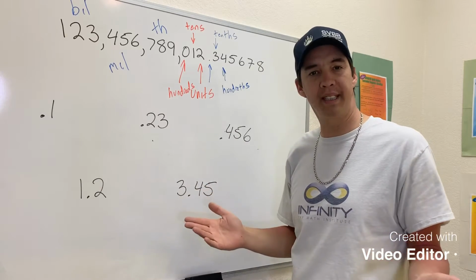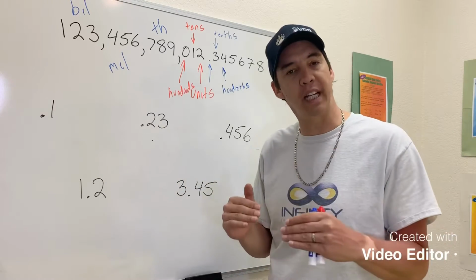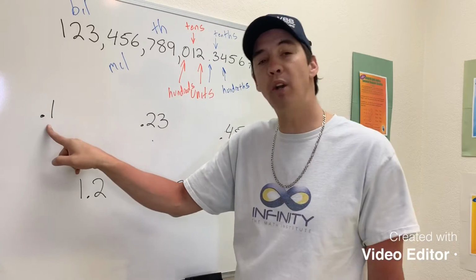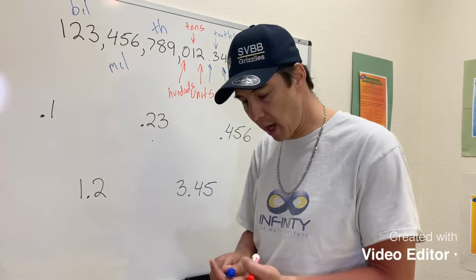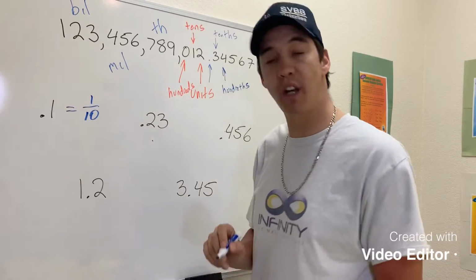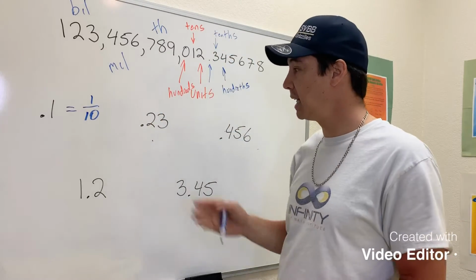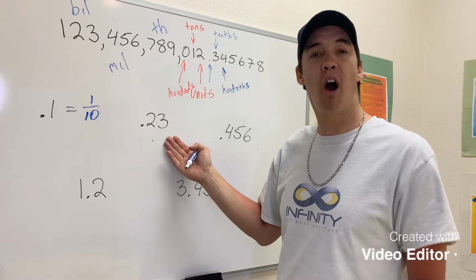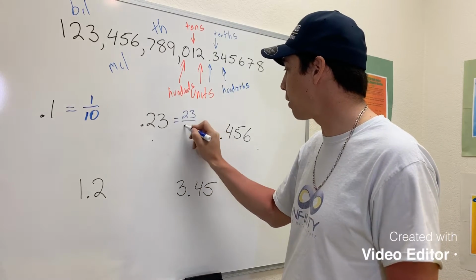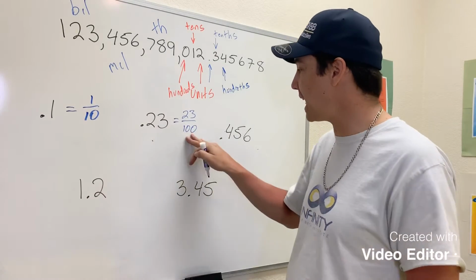So, what are decimals? They're simply fractions with a denominator of a power of 10. So, like we learned over here, this would be known as 1/10. Which could also be written as a fraction. 1/10. The tenths. This would be 23 hundredths. Also known as 23 over 100. 23 hundredths. They're all going to be a power of 10.